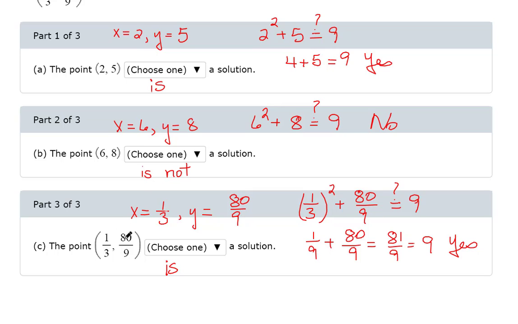1/3 and 80 over 9. Well, let's see. 1/3 squared. That's a third times a third, so 1/9 plus 80 over 9. That would be 81 over 9, and 81 over 9 does reduce to 9. So yes, it does live on that particular item.